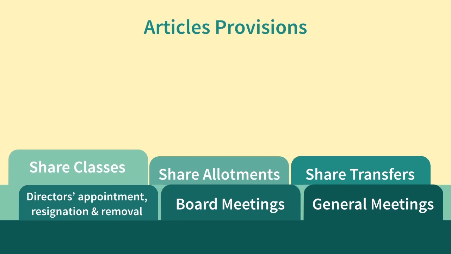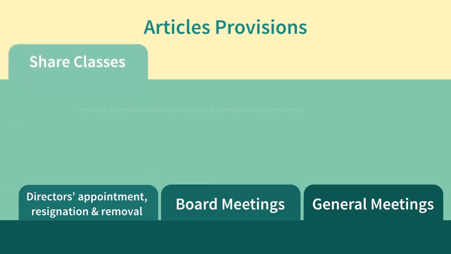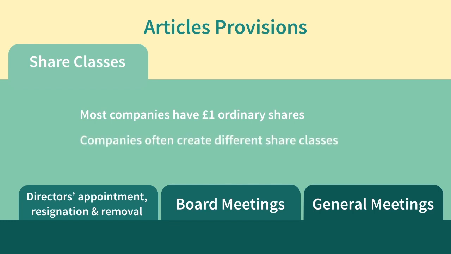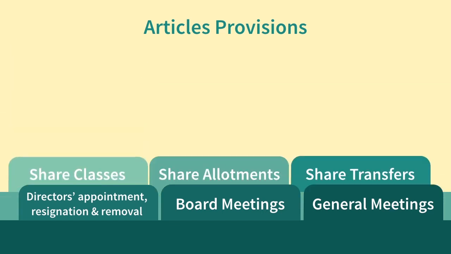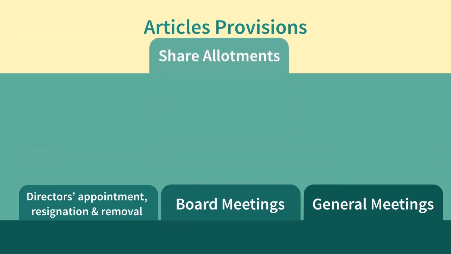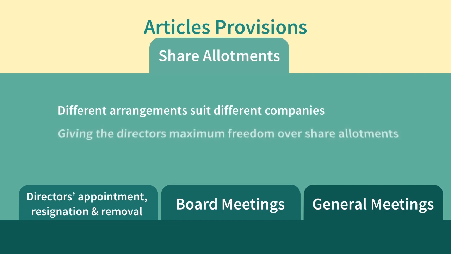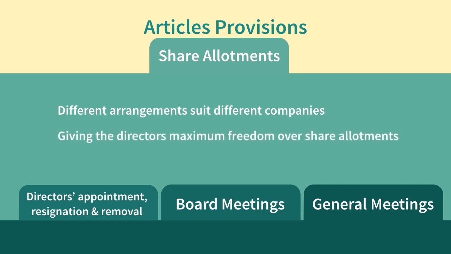Articles Provisions on Share Classes. Most companies have just £1 ordinary shares. There can be many reasons for creating different classes of shares, including for tax reasons, such as when special shares are created for employees or members of the shareholders' families. Articles Provisions on Share Allotments. Different arrangements suit different companies, such as giving the directors maximum freedom over share allotments so they can allot shares to anyone they wish.